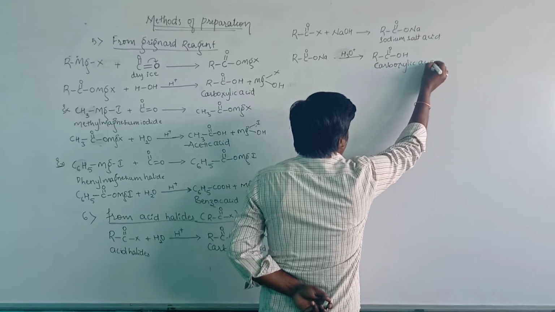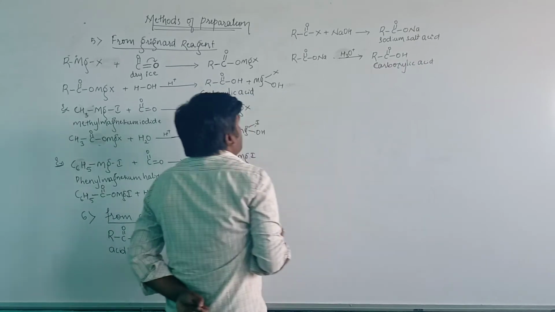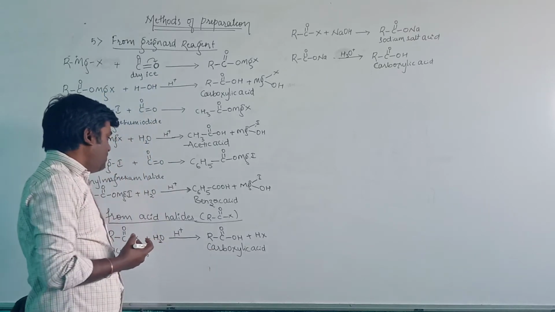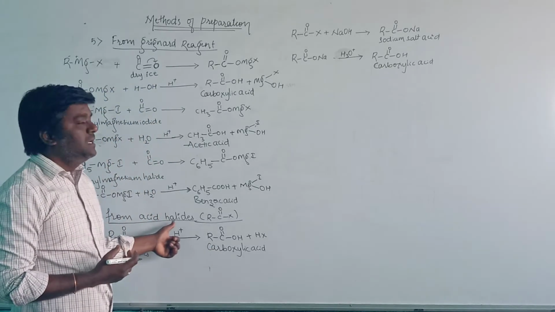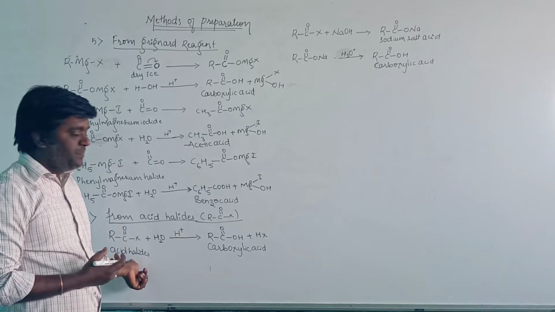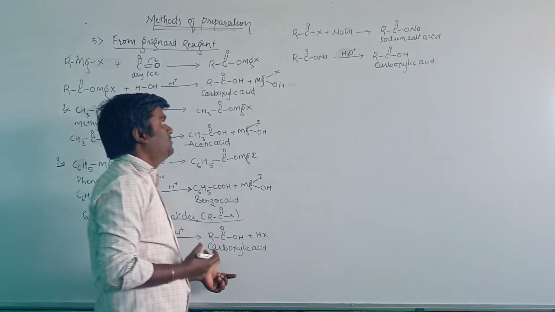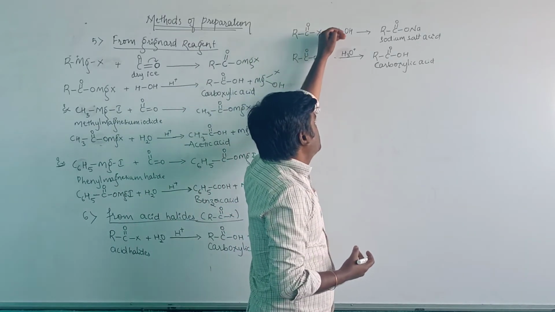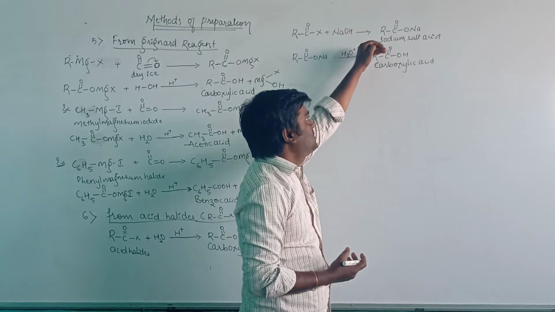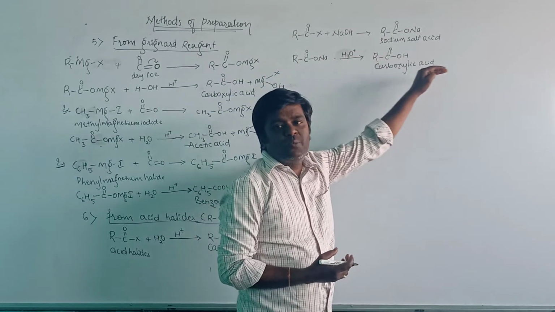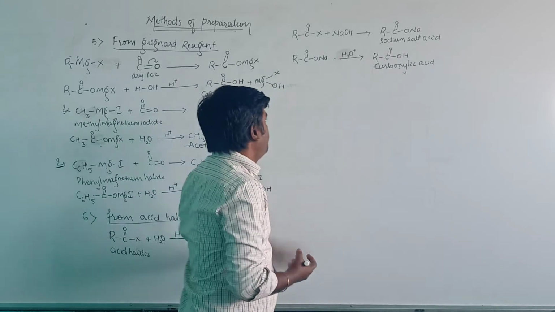And this is the general representation for the preparation of a carboxylic acid with the help of acid halide. We can prepare the carboxylic acid from acid halides by hydrolysis. We can also treat the acid halide with sodium hydroxide to give the sodium salt of the acid, and then further acidification produces the carboxylic acid as the main product.